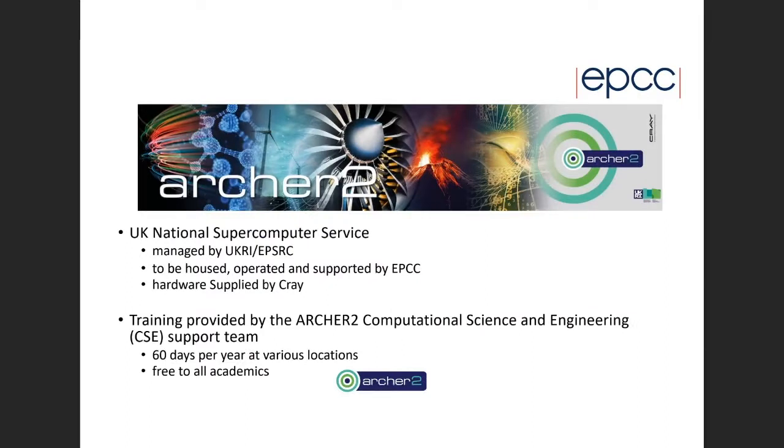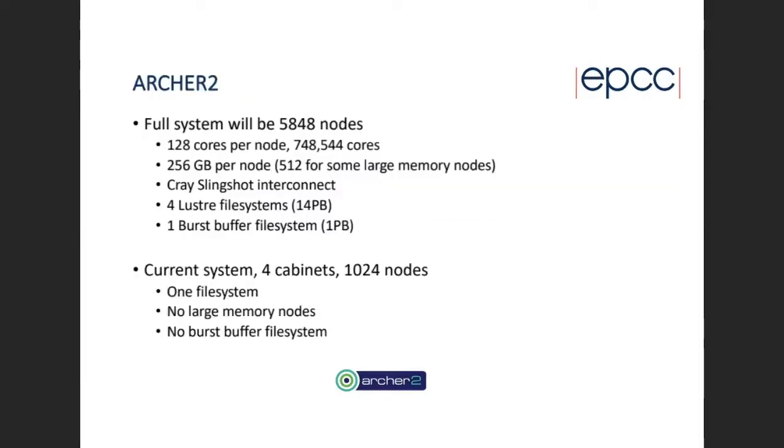So Archer 2 is the current UK National Supercomputing Service, which is managed by the Research Councils and is housed and operated by EPCC in Edinburgh. And this training is provided by the CSE support team. So we do around 60 days a year at various locations, or at least it would be various locations in normal times, and that's available free to academics.